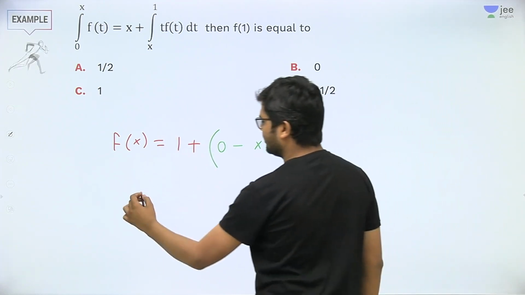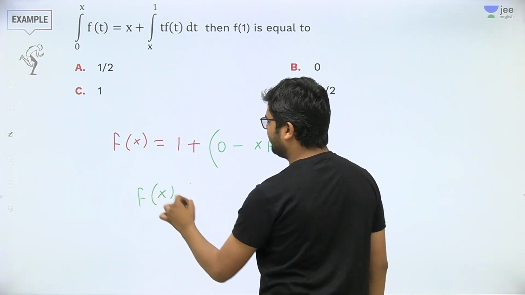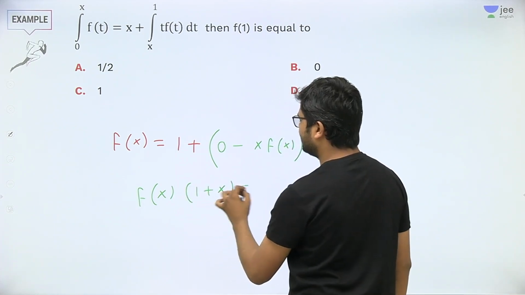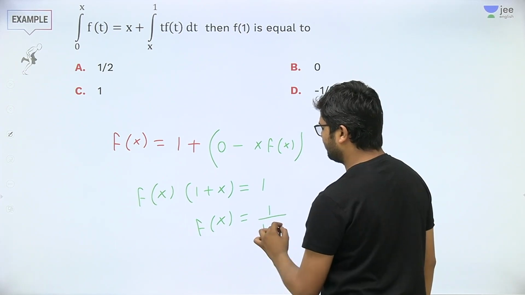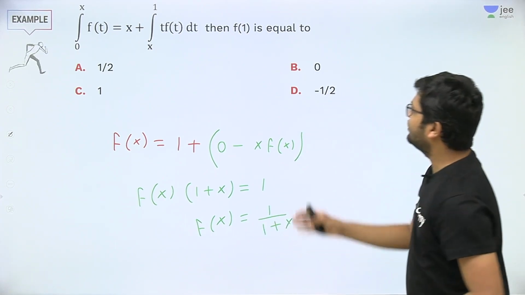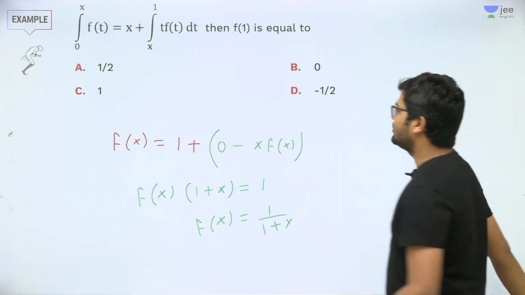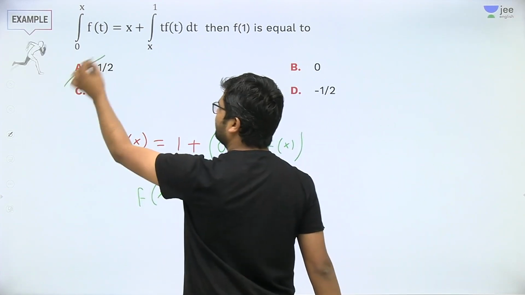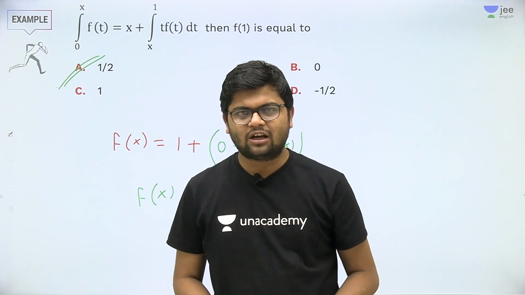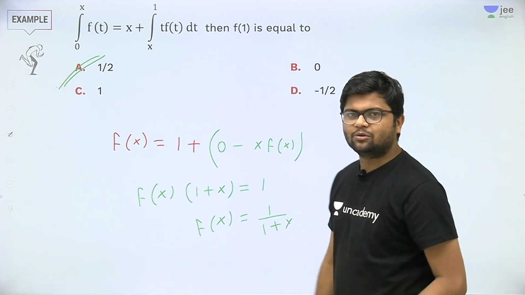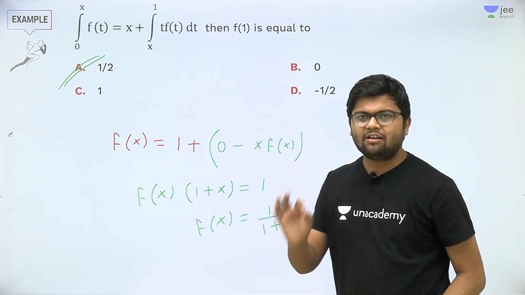Now take this to the left hand side, f(x) into (1 plus x) is equal to 1. So f(x) comes out to be 1 upon 1 plus x. Now what we need to find out? f(1), just put x equal to 1. So f(1) will come out to be half. So the answer will be A. Got my point? Very simple question, very easy question.